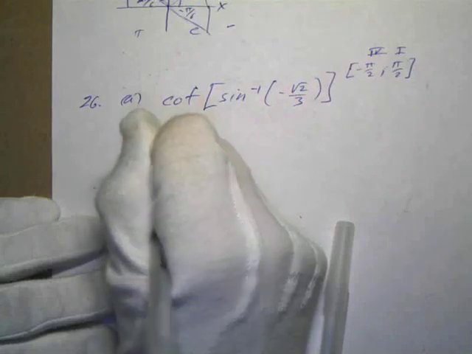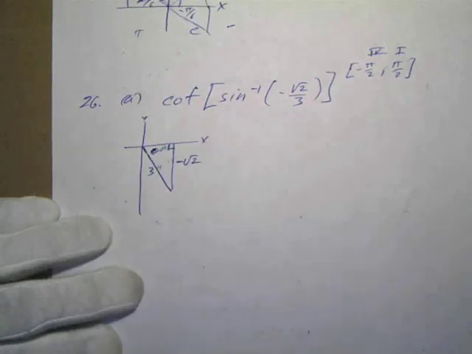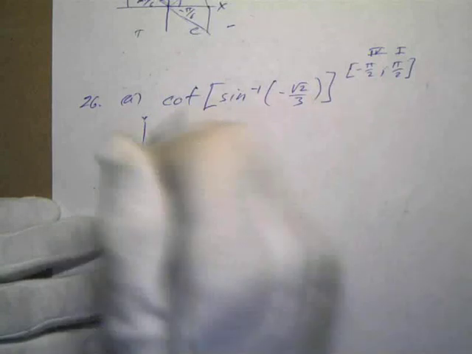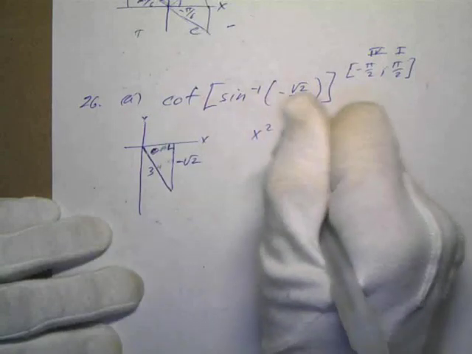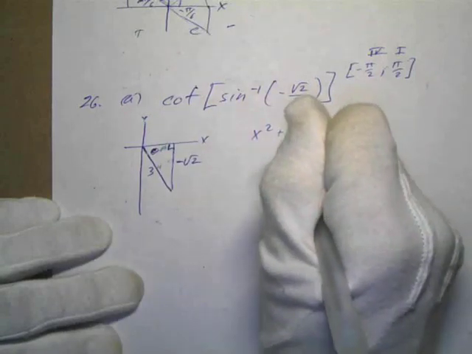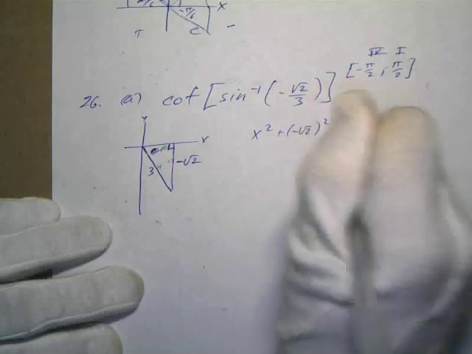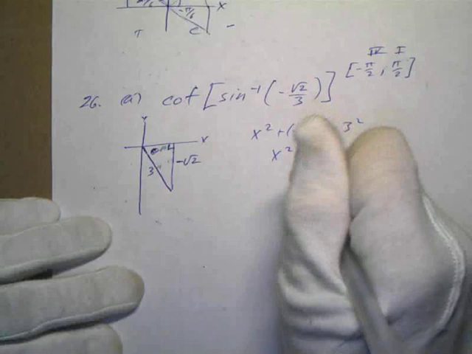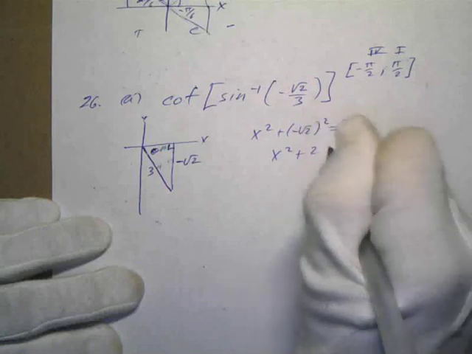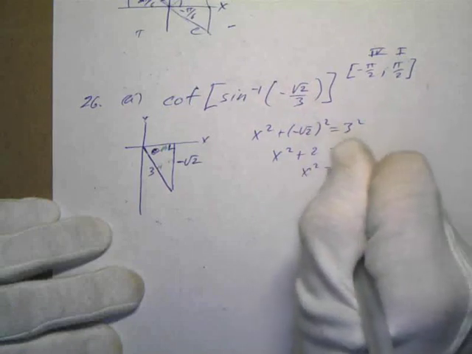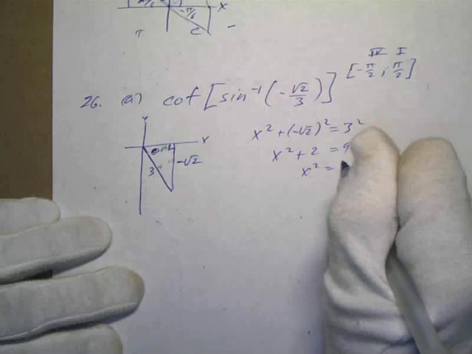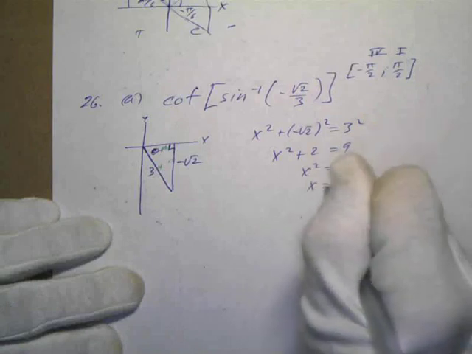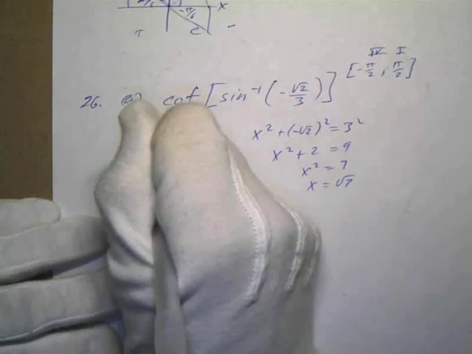Now for the cotangent, we need the adjacent over opposite, so we need to find the adjacent. Once you do that, you just use your Pythagorean theorem. We can call this x. We could say that x squared plus negative square root of 2 squared equals 3 squared. So x squared plus 2 equals 9. x squared equals 7. x equals the square root of 7.